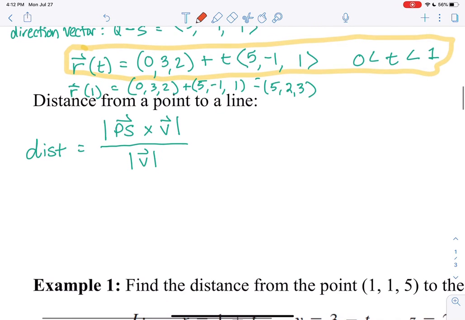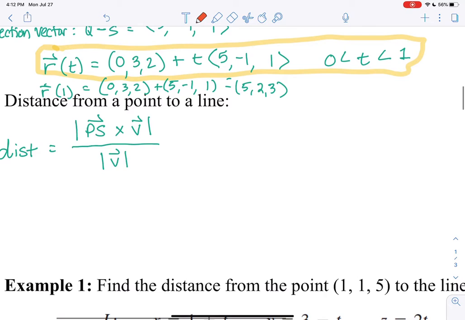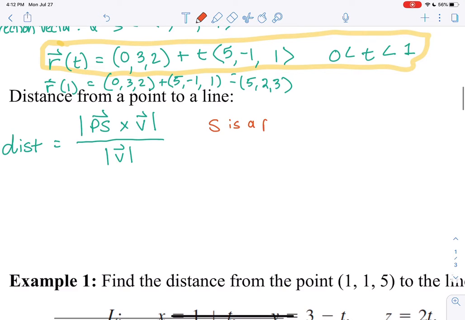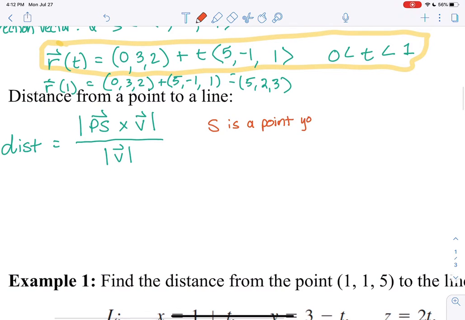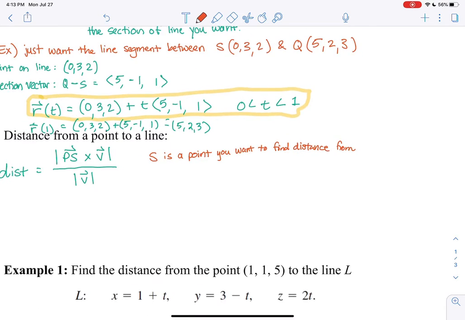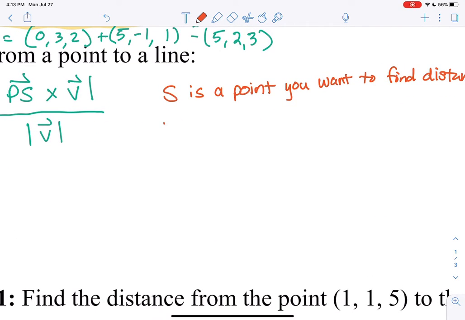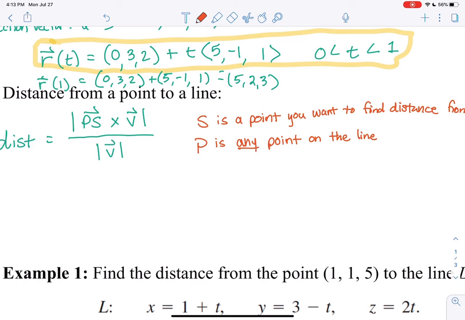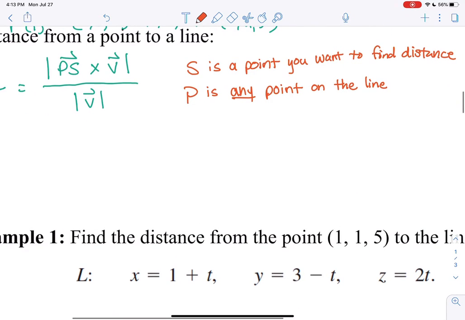So S is just a point you want to find the distance from. Right, so it's from the point S to a line. P is any point on the line. It could be infinitely far away, and this formula still works. So it can be any point. And then, of course, V is the direction vector.